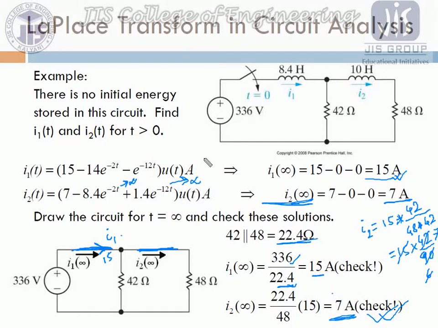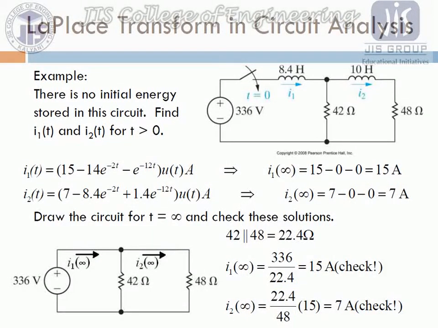Similarly, we can put t equals infinity, and we can get the current value at the infinite condition, or in infinite time. We have checked that at the infinite condition the inductor behaves like a short circuit, and we have put that condition, and again we have calculated the data, and this data is the same. We are getting I1 equal to 15 ampere and I2 equal to 7 ampere for both options. So if any inductors are there at the infinite condition, we will consider the inductor as a short circuit.